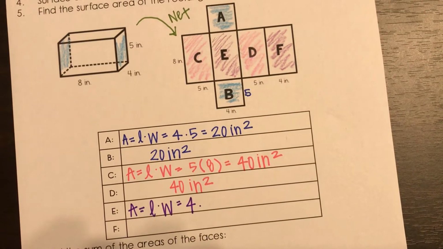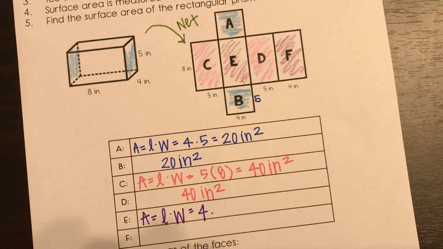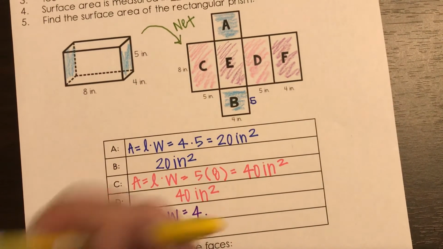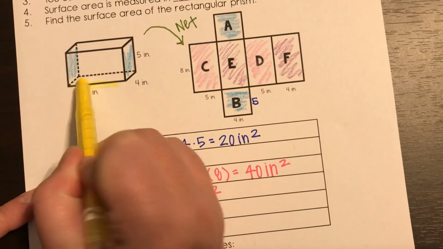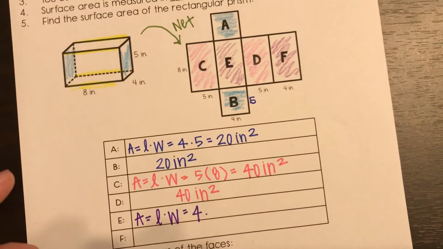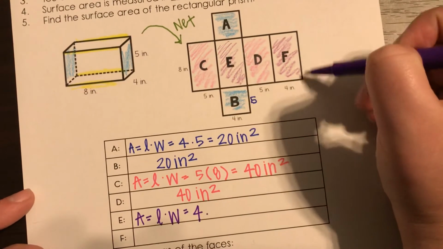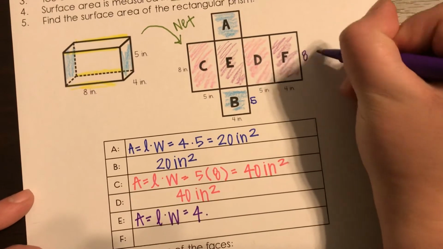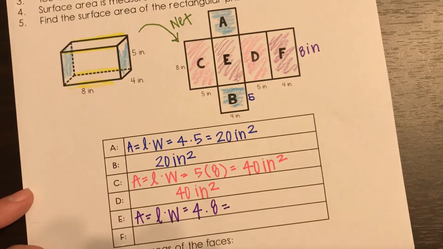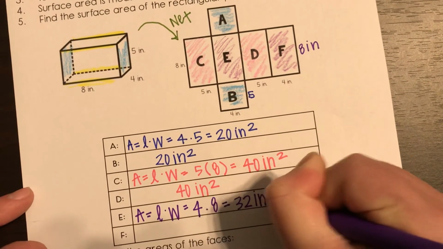If we were to fold this all back up, like you see over here, each one of these sides has a length of 8. So with that being said, when we folded it back up, this side would touch this side, so that means that this has to be 8 inches as well. So it's going to be 8 times 4. 8 times 4 is going to give us 32 inches squared.